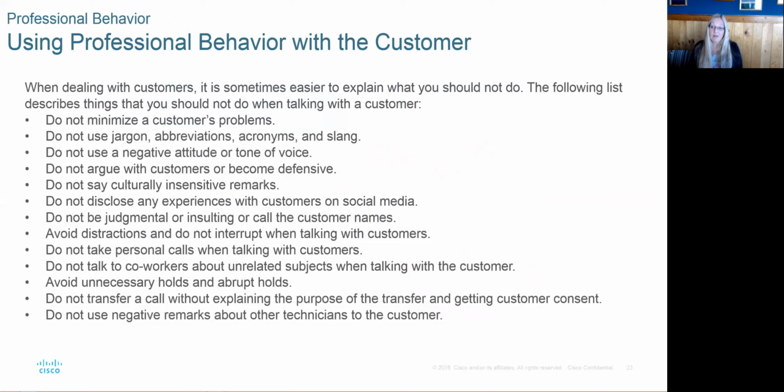Using professional behavior with the customer. You don't want to minimize the customer's problems. If you do say, have you tried turning it off and turning it on again? Don't say it snarky, right? Say, oh, would you please reboot the computer? Don't use abbreviations, acronyms, slang. Don't use a negative attitude or tone of voice.